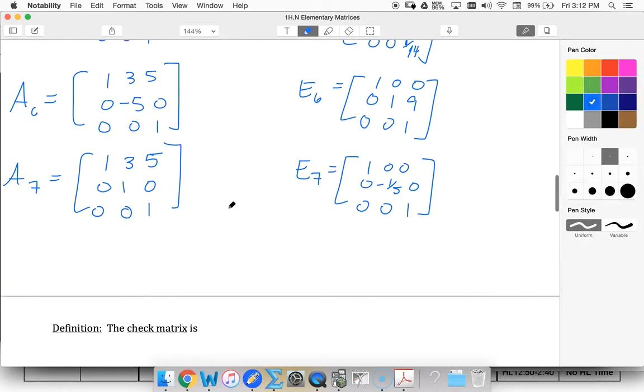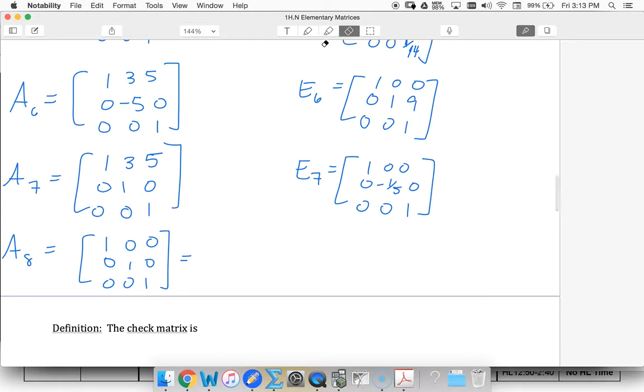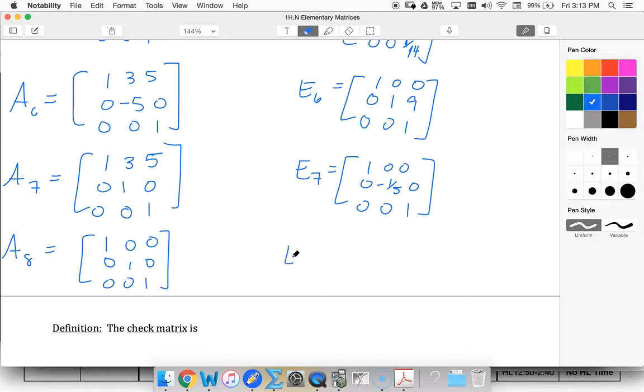And my last one, A8, I'm going to end up with my identity. The way I'm going to end up with this identity is I am going to take row 1, subtract 3 of row 2, subtract 5 of row 3. Leave the other two the same. So here's my A8.